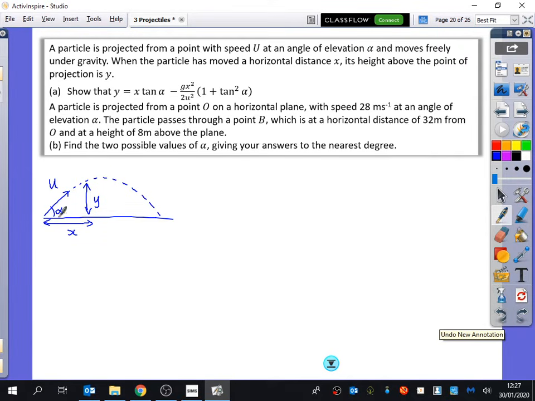Okay, so we've got our u cos alpha and our u sine alpha. I'm running out of space, so I might need to do that in a different colour.